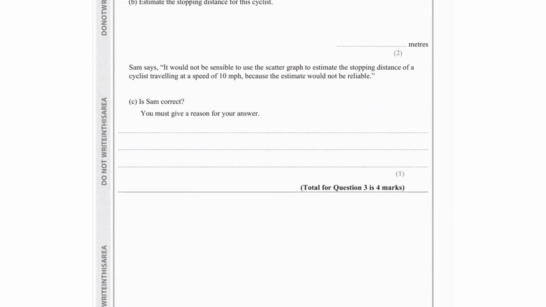Then Sam says it would not be possible to use the scatter graph to estimate the stopping distance of a cyclist traveling at a speed of 10 miles per hour because the estimate would not be reliable. Is Sam correct? You must give reason for your answer.